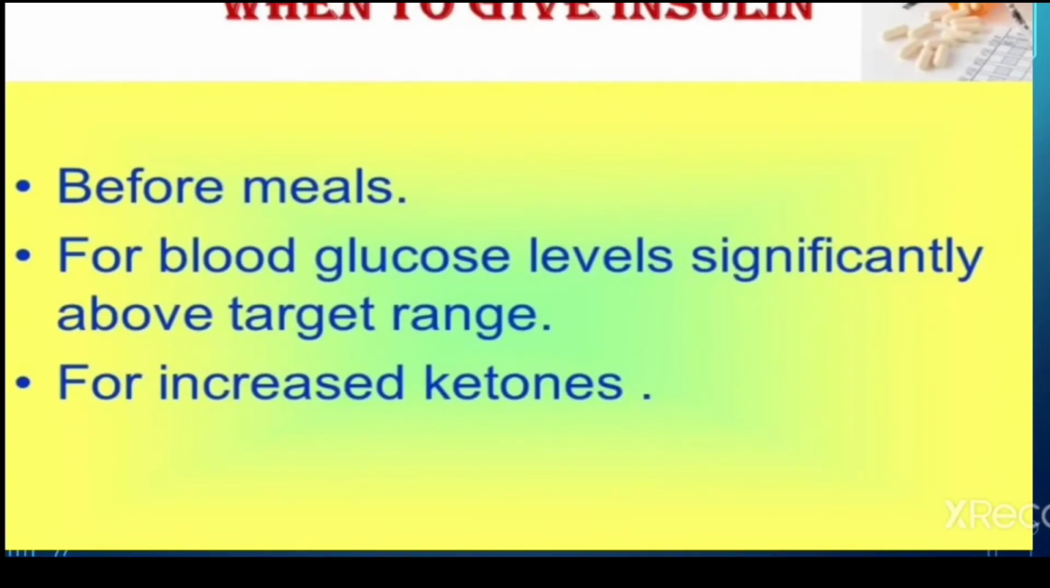When to give the insulin? Insulin is given before the meal, when blood glucose level is significantly above the target range, and when ketones increase.